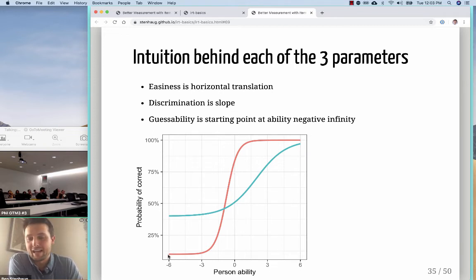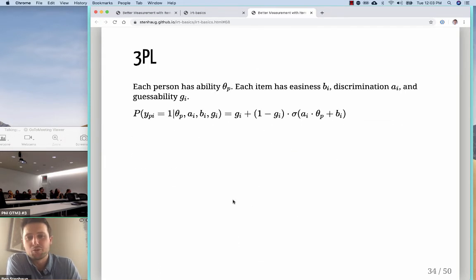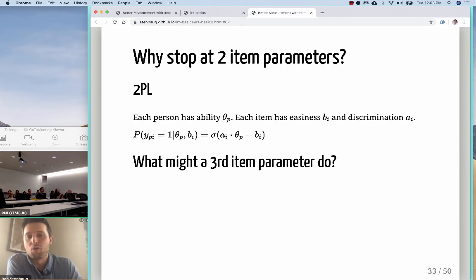So I think this is 10% or something. And then it looks more like the curves we were looking at before, where it's got high discrimination and then a level of easiness. The way this happens in the math is, before we had this logistic of the discrimination times your ability plus the easiness.